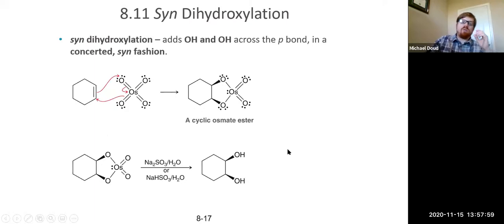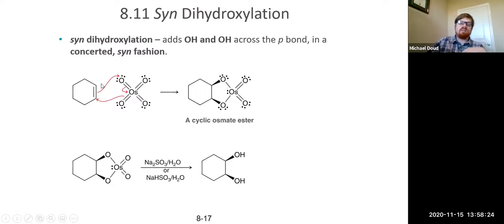Okay, now syn dihydroxylation, so that was anti-dihydroxylation. There is also a way to add to the same side of the double bond, which is called syn dihydroxylation. So the OH and OH are both going to be on top. The easiest way to do this is using osmium tetroxide, OsO4. It's osmium, look it up on the periodic table. You don't really hear about it much, and there's good reason for that. We'll talk about that on the next slide.